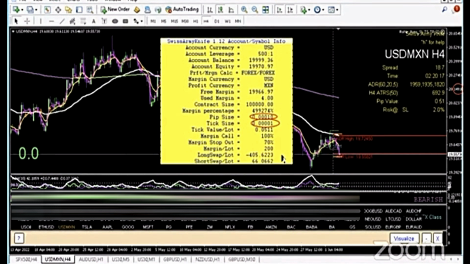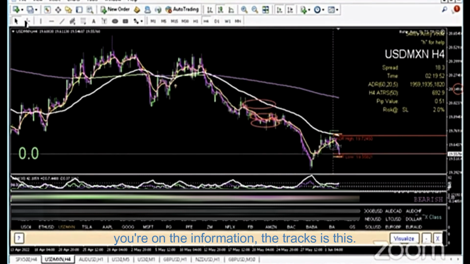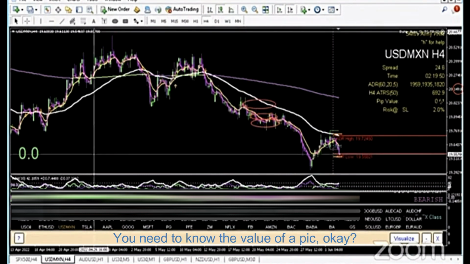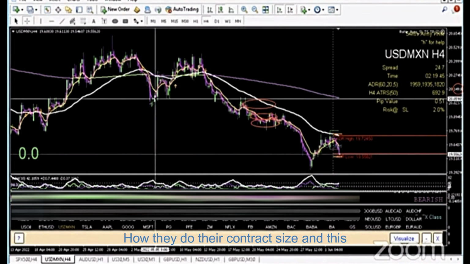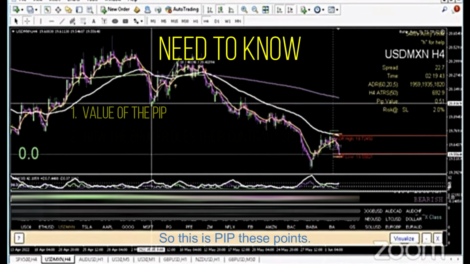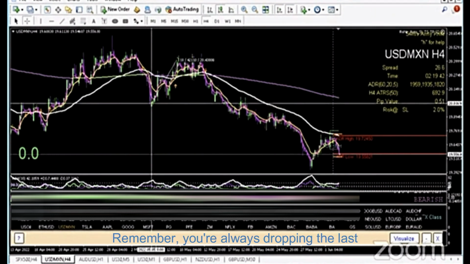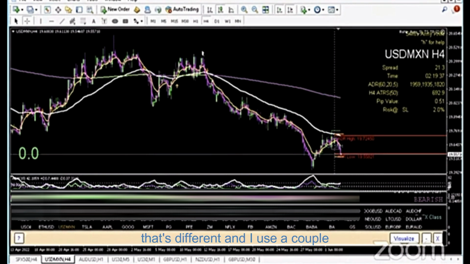We would talk for hours. We have to stay true to some level of teaching point. No matter what broker you're on, the information that tracks is this. You need to know the value of a pip, how they do their contract size, and this number in between. So this pip, these points, remember, you're always dropping the last digit. So every broker is going to be different. If I pull up AFX, even that's different. And I use a couple different brokers.